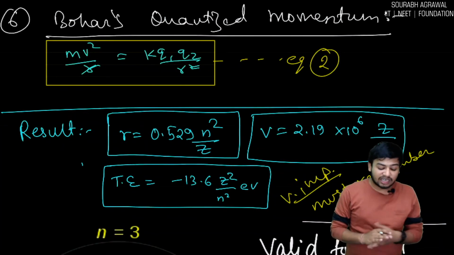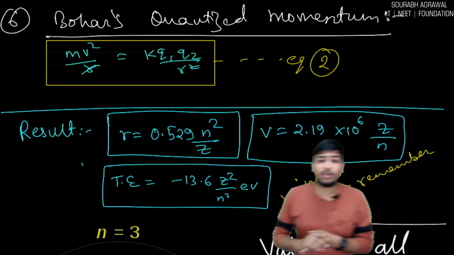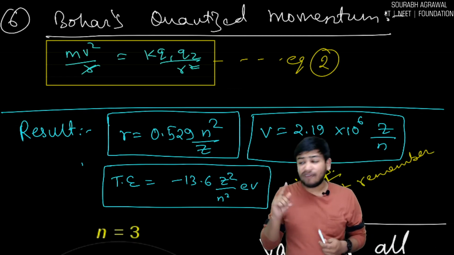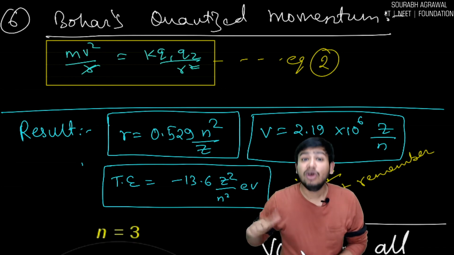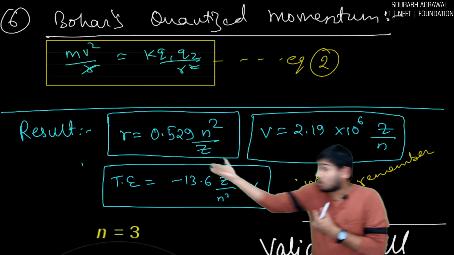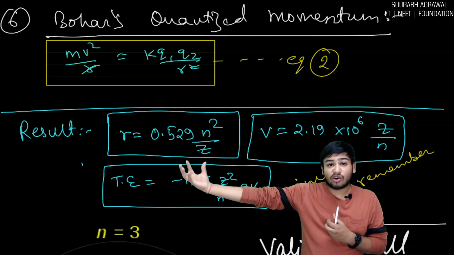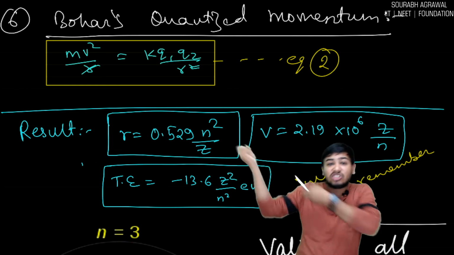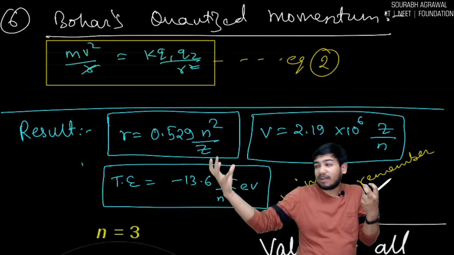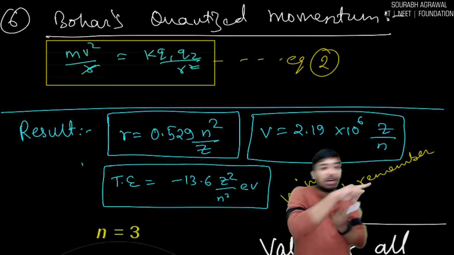Now, what Bohr said about quantized momentum: first, if anything is moving in a circular path, there must be a centripetal force. Who is giving the centripetal force? The electrostatic force. There is a charged electron and a charged proton, so the proton and electron have a force between them. Because of this positive and negative charge, there is an attractive force, and due to that attractive force, these electrons are moving.